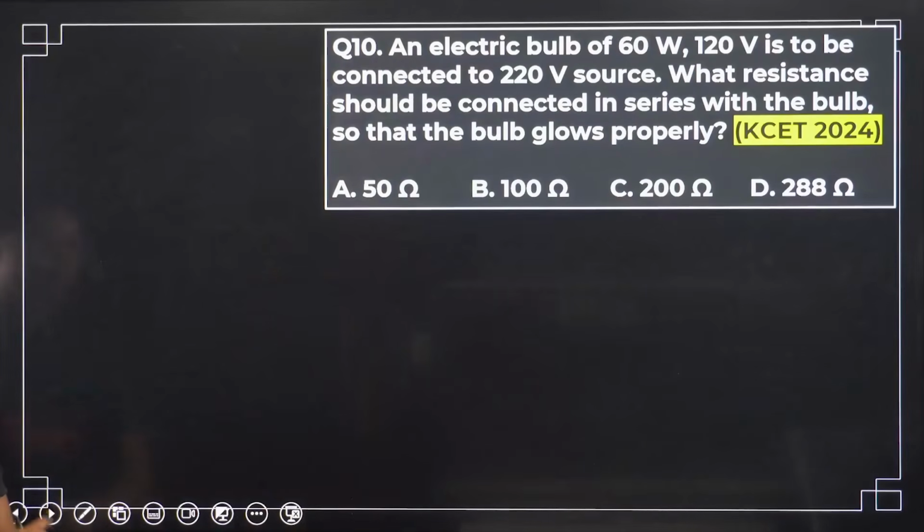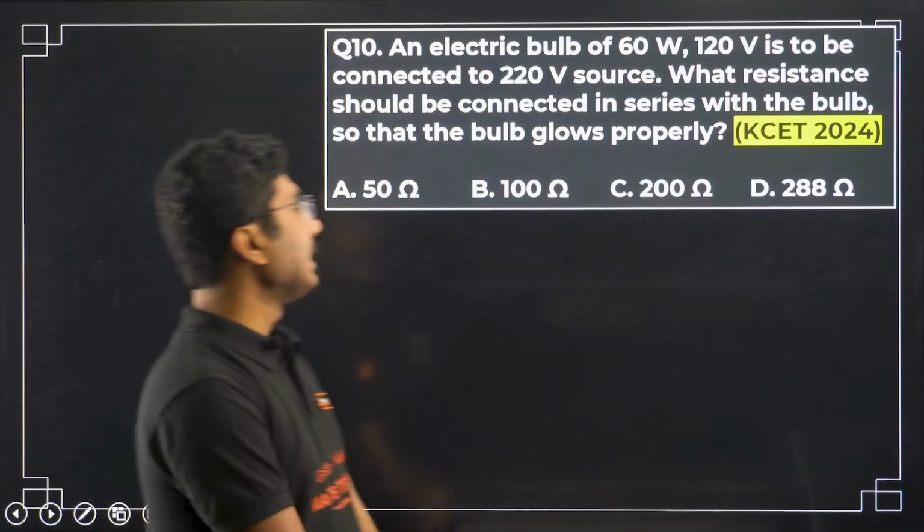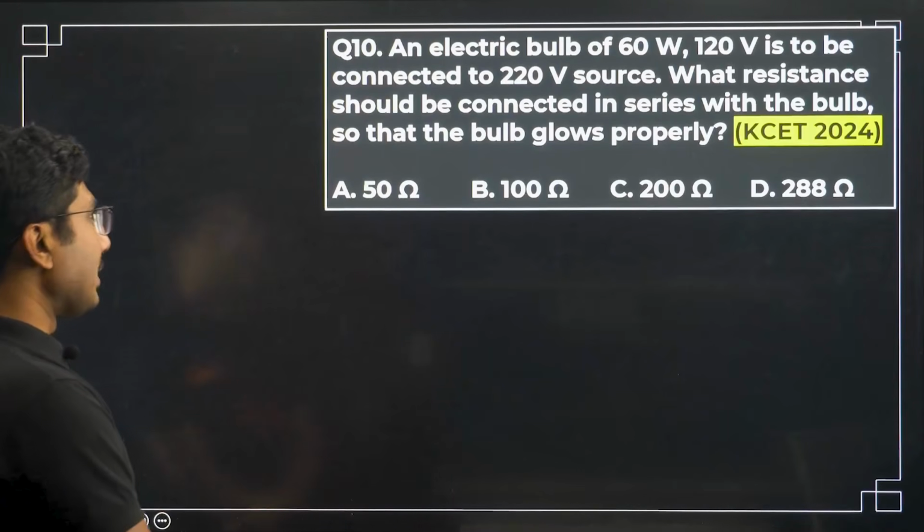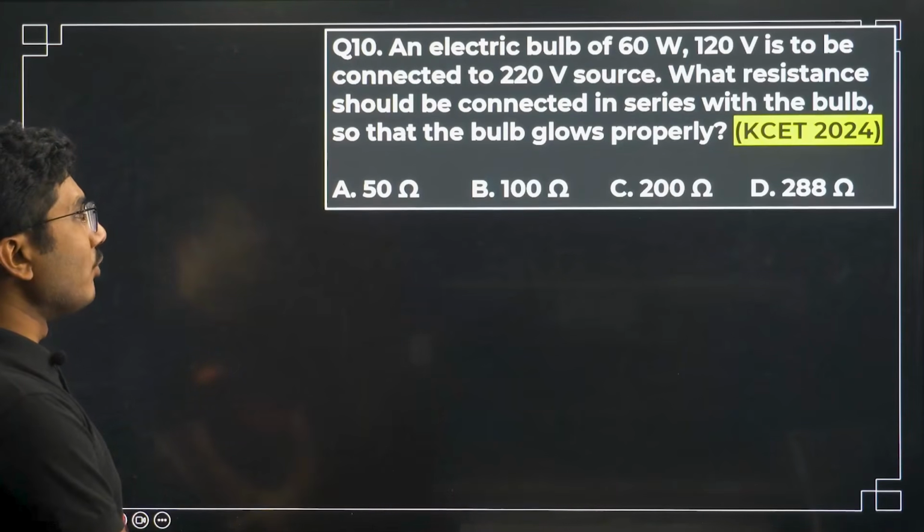Now next question. An electric bulb of 60 watt 120 volt is to be connected to a 220 volt source.